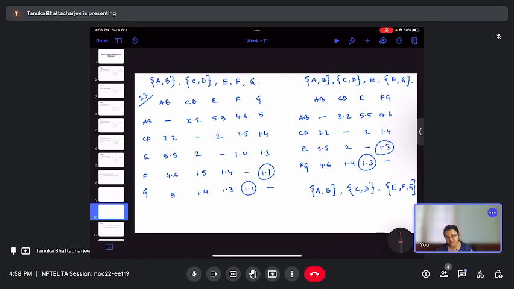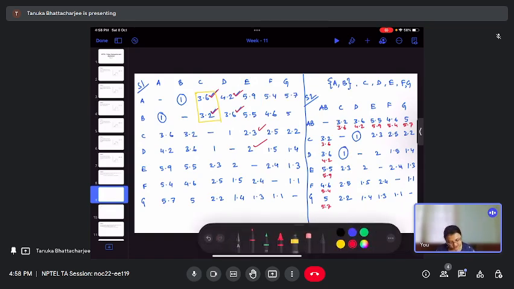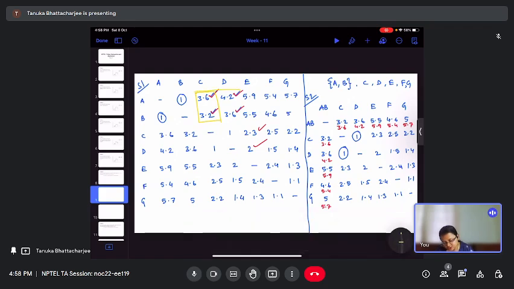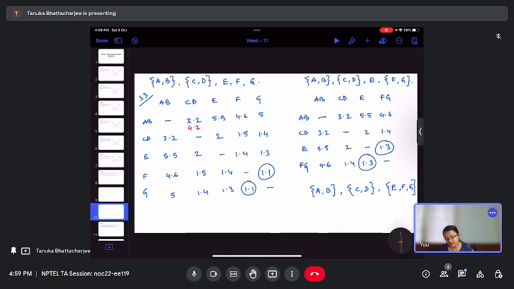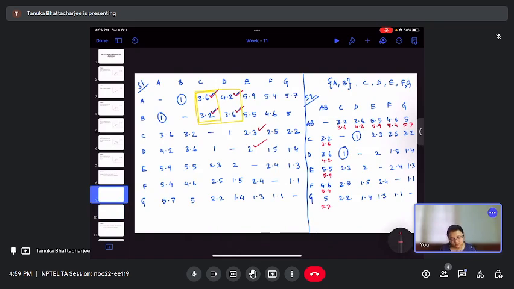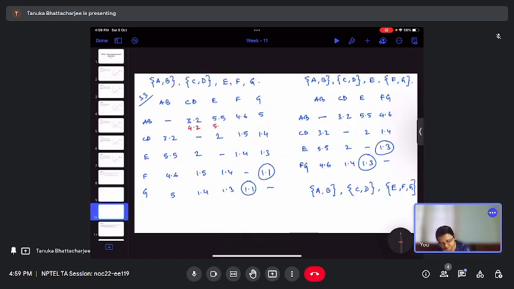Now first you have to compute the distance between AB and CD. So you are considering AB and CD, and these 4 distances you are taking into account. Last time you took the minimum of this, so you got 3.2, but now you will take the maximum, so you will get 4.2. This will be 4.2. AB with E, F, G will be 5.9, 5.4, 5.7. This will be the first column as well.